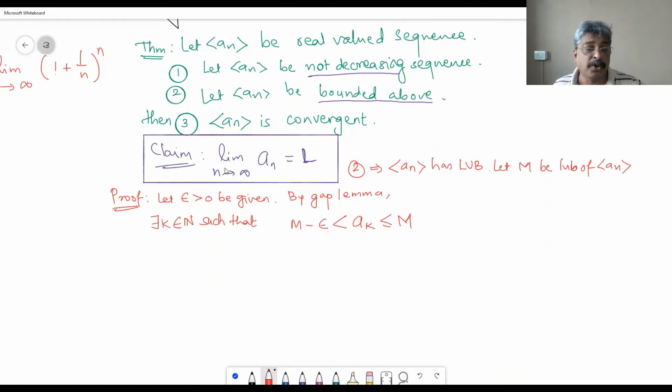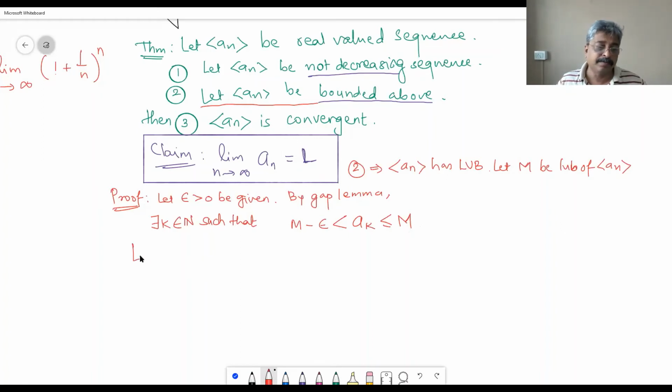Okay, so if we want to claim limit n tends to infinity of an is L, we start with statement number 2, which says sequence an is bounded above implies an has a LUB. Let M be the LUB of sequence an. Let epsilon greater than 0 be given. By gap lemma, there exists k belonging to natural numbers such that M minus epsilon is less than ak is less than or equal to M. This is already proved.